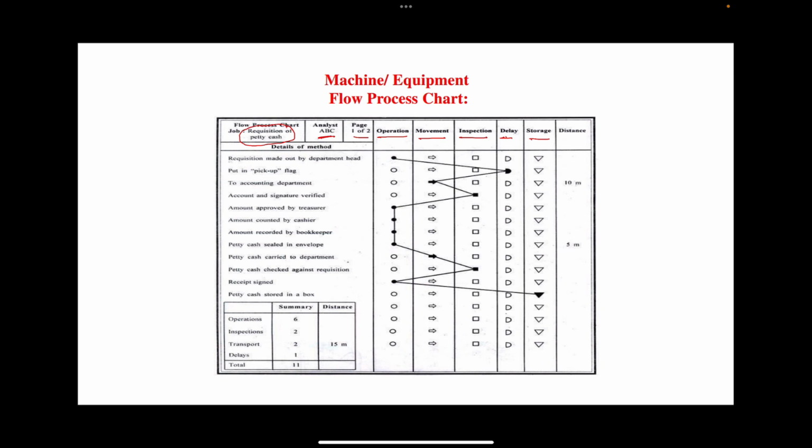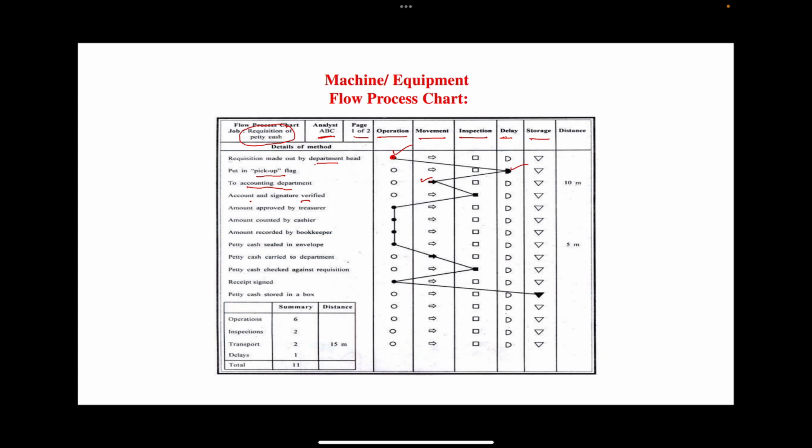So for an equipment flow process chart, the first operation is requisition made out by the department head. So this is an operation. It is shown here in bold. Then that requisition is put in a pickup flag. So that means there is a delay. This is a delay element of work shown here. Then it is transported to the accounting department. So it is shown here. Then account and signature verified.